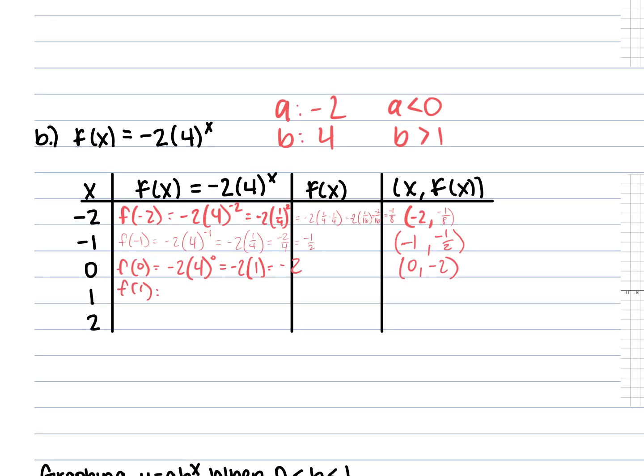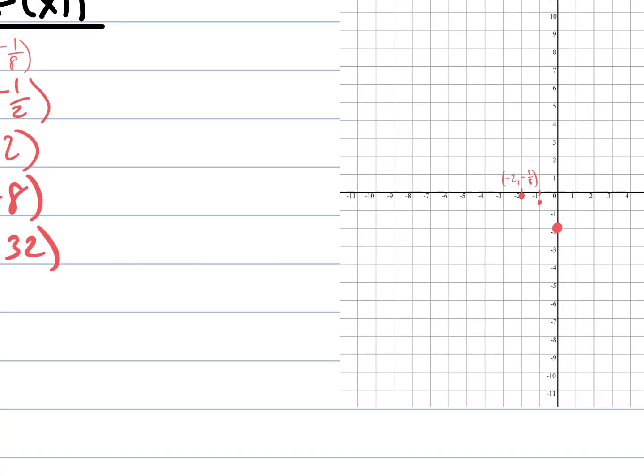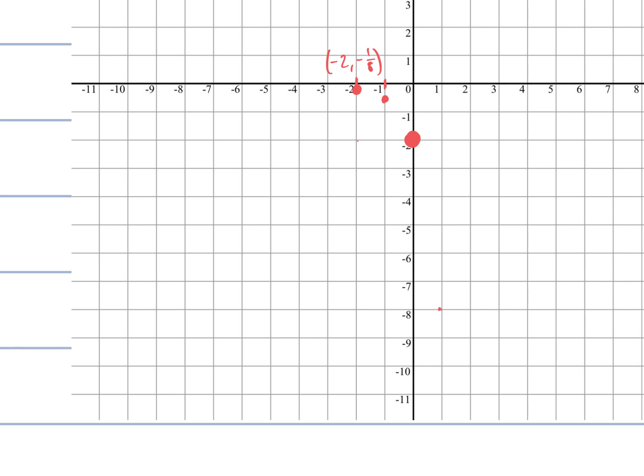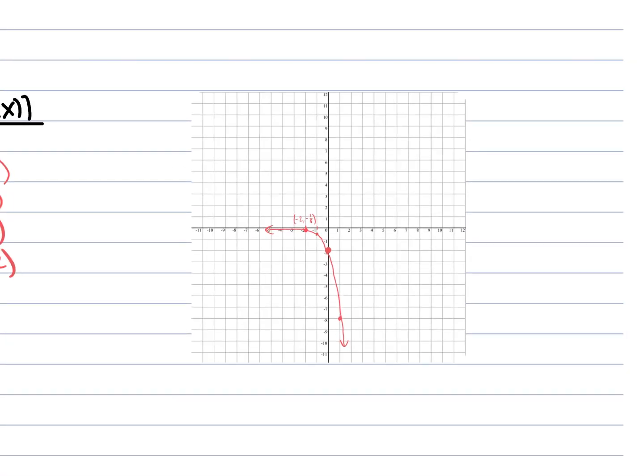F of 1 should have been negative 8. 1 comma negative 8. F of 2 should have been negative 16. Nope. Negative 32. So it should have been 2 comma negative 32. That is going to be too large. Okay, how many of us got an exponential function that looked like that when we graphed it? Excellent. Okay. Now, we have to define what the domain and the range were.